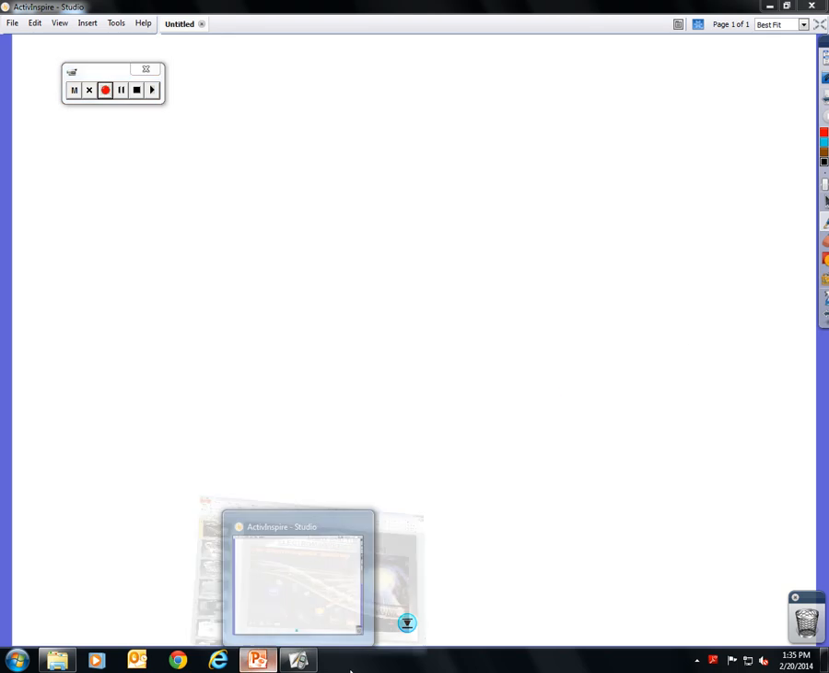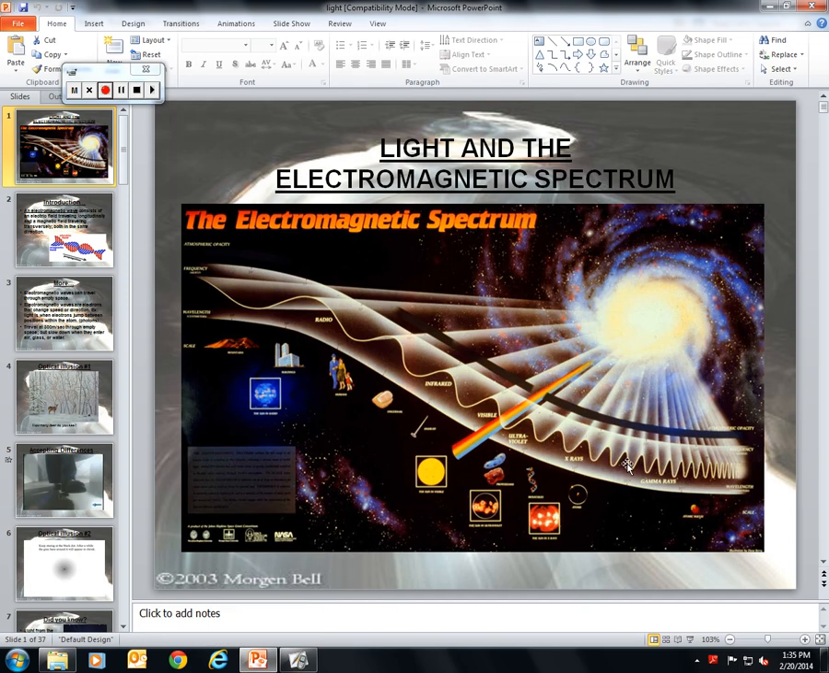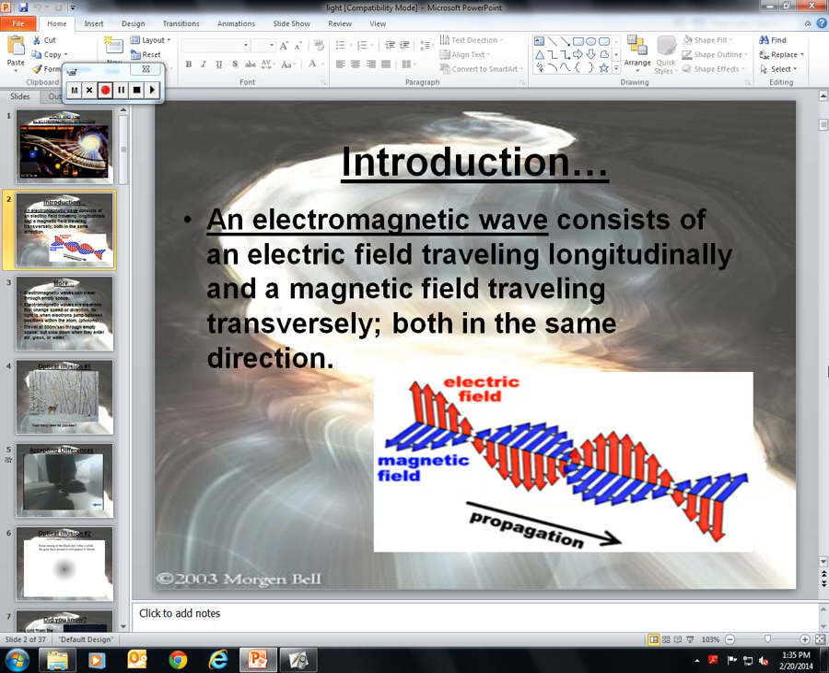Alright, so our next topic is light in the electromagnetic spectrum. We already talked before about what an electromagnetic wave was, at least the idea that it doesn't have to move through any kind of medium. Here it gives you more information and tells you that it has an electric field traveling in one direction and a magnetic field traveling in a different direction.